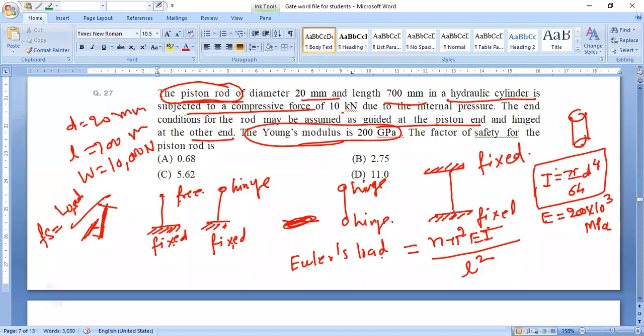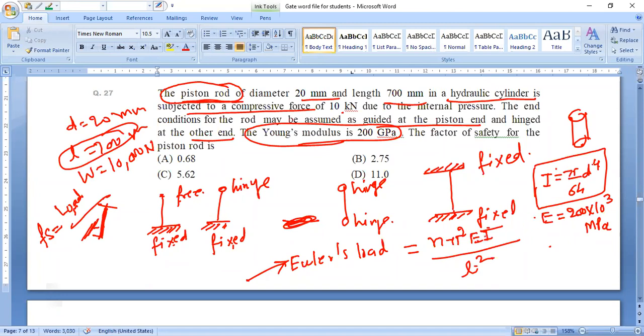So what we can do is find the Euler's load, which is basically the crippling load, so that the piston rod will not buckle; buckling should not be there. So we first find the Euler's load. Here everything is clear. L is 700, it is given in the question. Young's modulus is given.